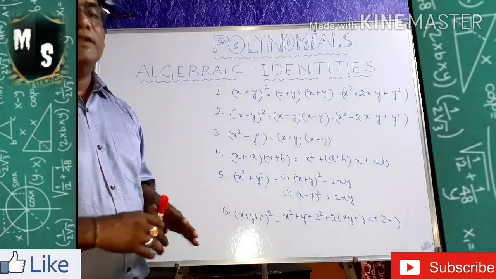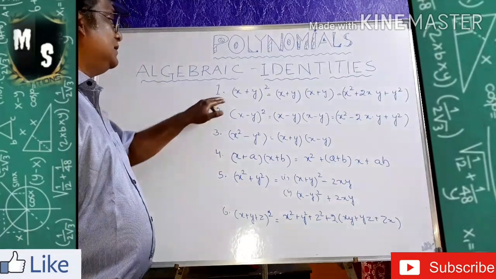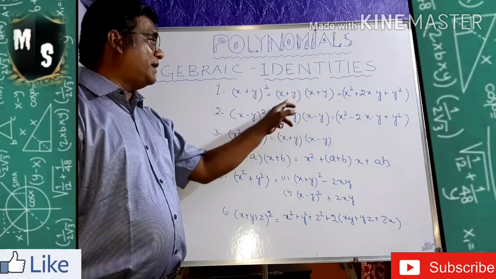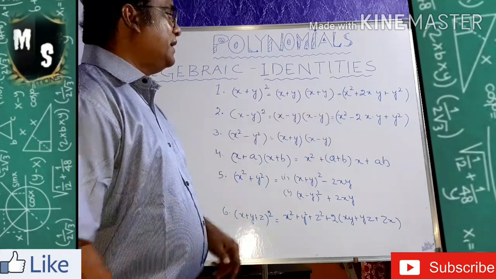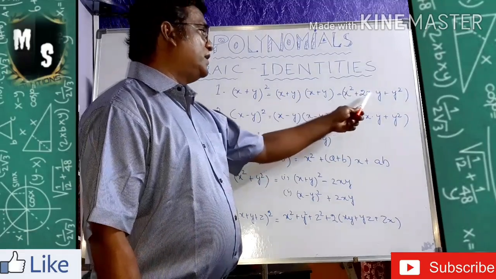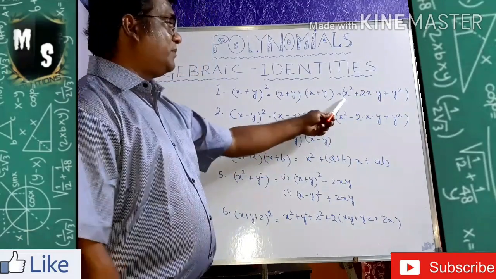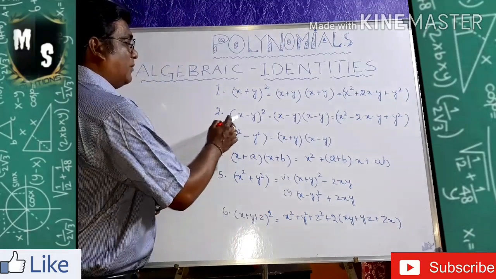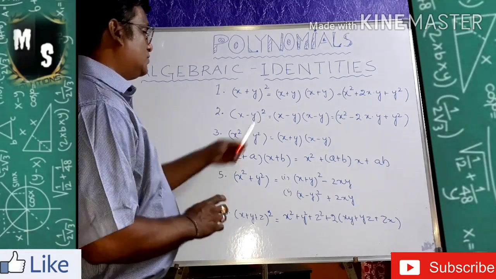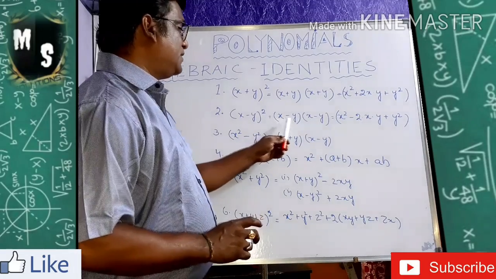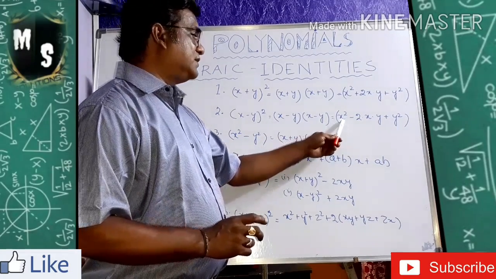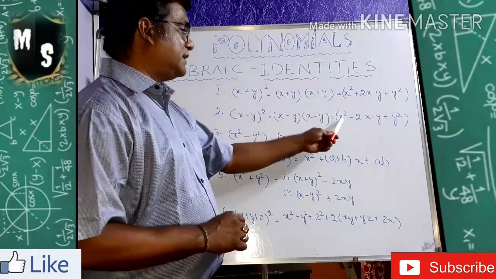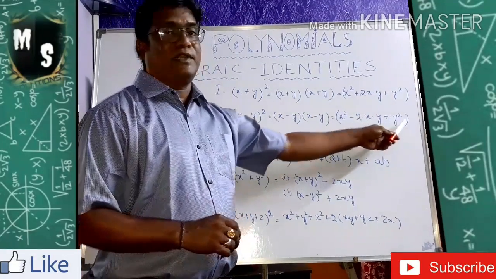What are the formulae? The first one, x plus y whole square, can be multiplied two times. So x plus y into x plus y gives you x square plus 2xy plus y square, or a square plus 2ab plus b square. Then the second formula is x minus y whole square, x minus y into x minus y, it is a square minus 2ab plus b square. Here mine is xy, so I am telling x square minus 2xy plus y square.